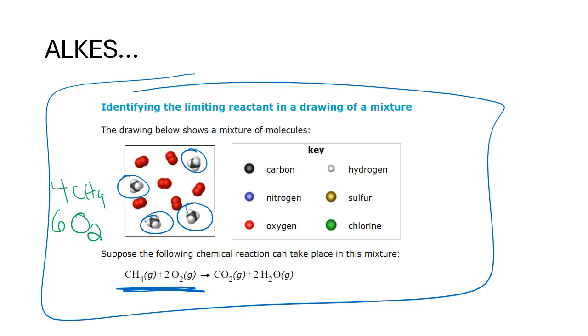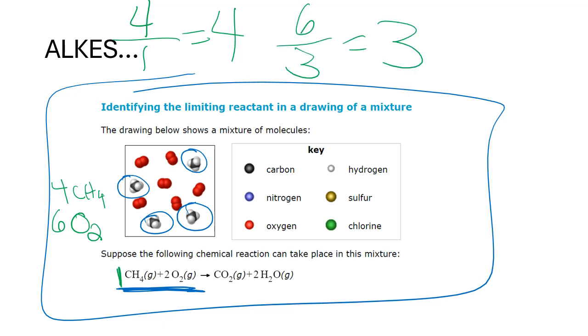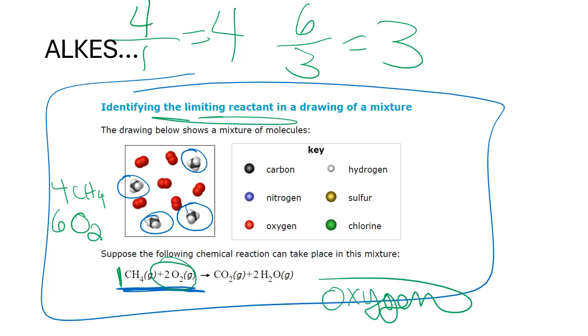I've got to find a better way to verbalize it because that analogy doesn't usually work. But anyways, you take how many there are. We have 4 methane, and we divide it by the coefficient, 1. So essentially, you can make 4 product from that. Oxygen, we got 6 oxygen divided by the coefficient, and we get 3. Therefore, oxygen is the limiting reagent.